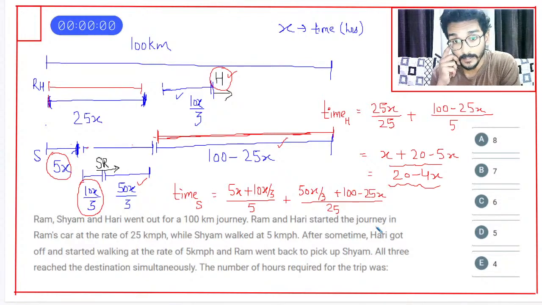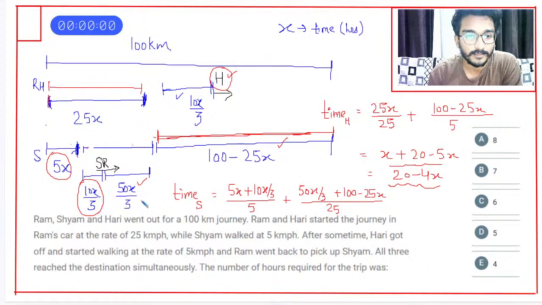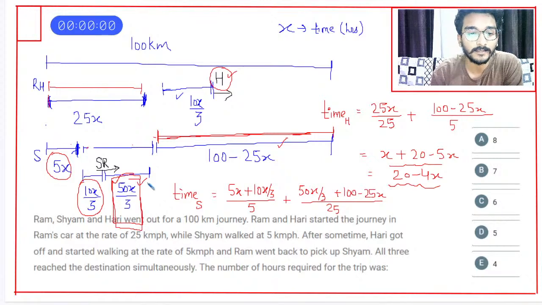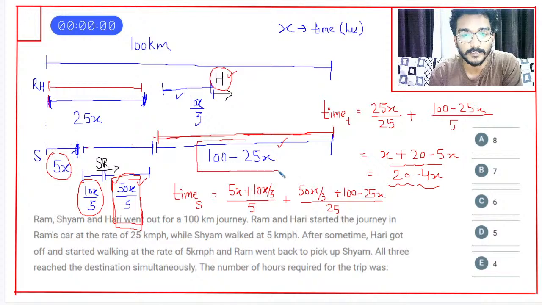Do you understand this one part, the red part? Let me know, please. Shyam has covered 50x by 3 in the car, and this further distance in the car. So this is the total distance that I have written here.